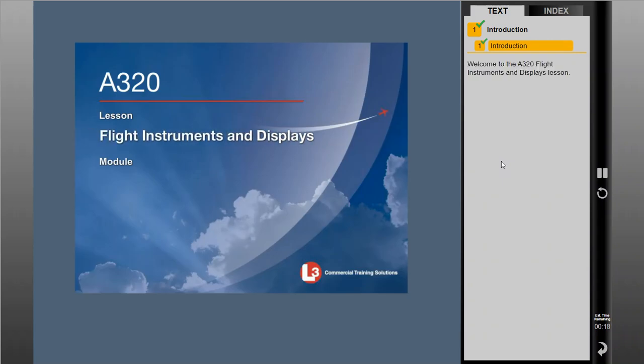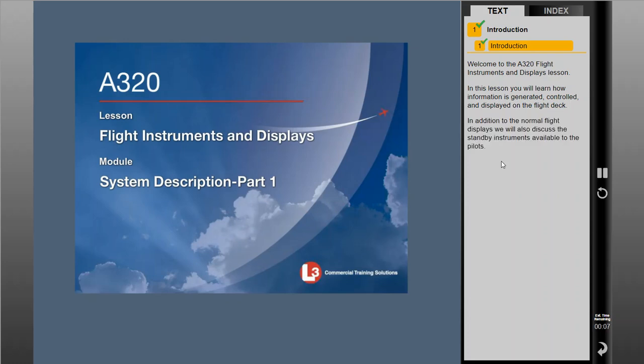Welcome to the A320 Flight Instruments and Displays lesson. In this lesson, you will learn how information is generated, controlled, and displayed on the flight deck. In addition to the normal flight displays, we will also discuss the standby instruments available to the pilots.